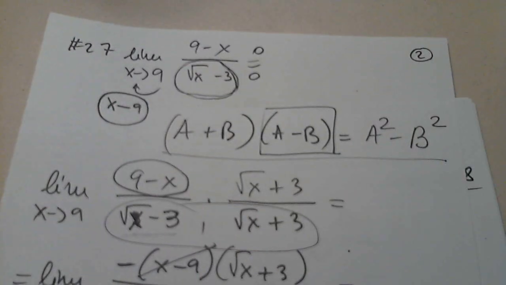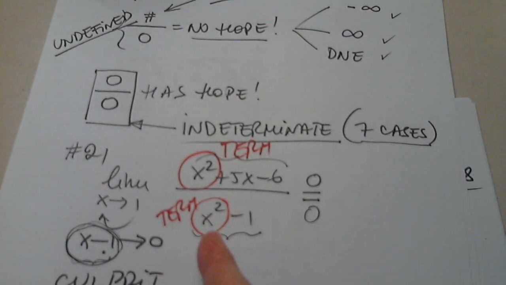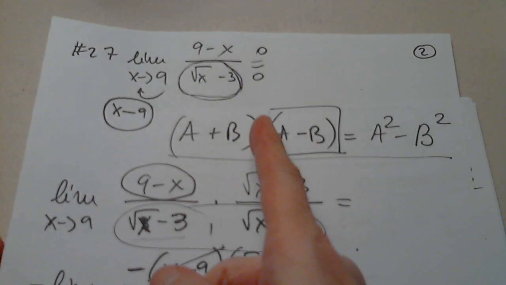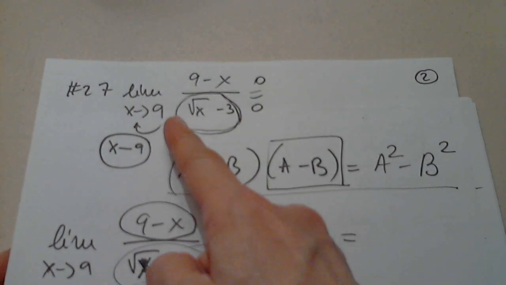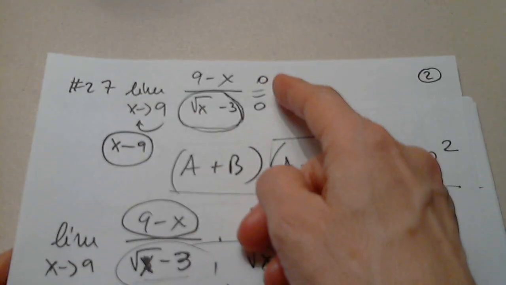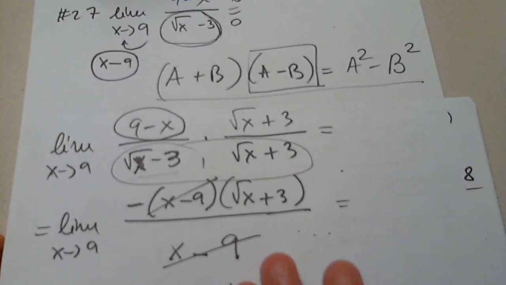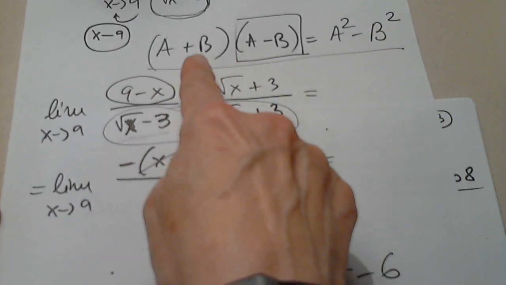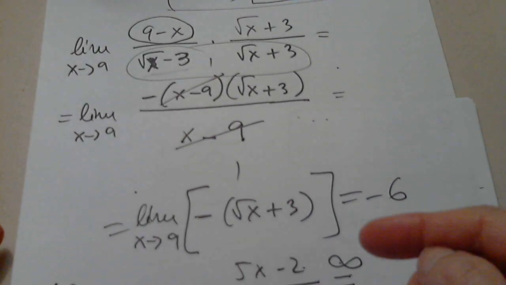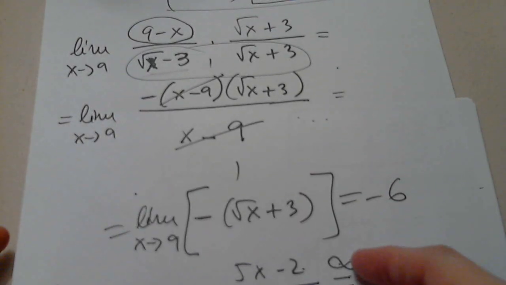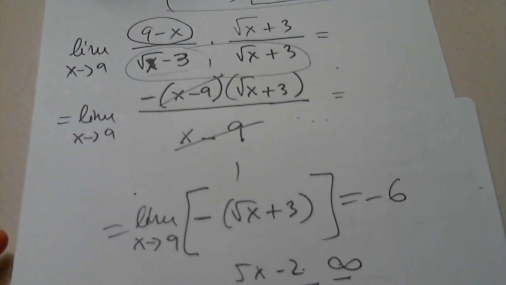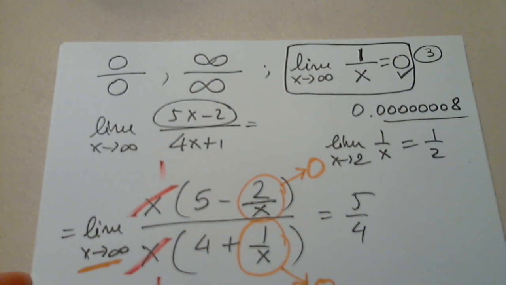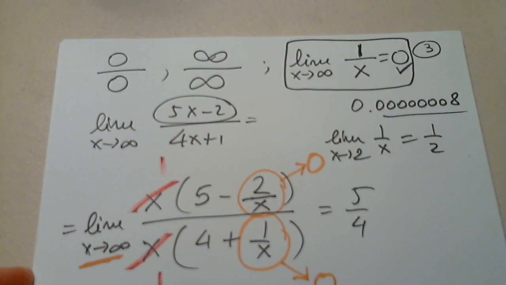So what are the techniques we just looked at? Factoring, in the case of 0 over 0. Rationalizing, because it was a radical. The expression had a radical. Still 0 over 0. We rationalized the denominator using this formula. And finally, when we encountered the second indeterminate case, infinity over infinity, we factored out the degree by force. We forced it.